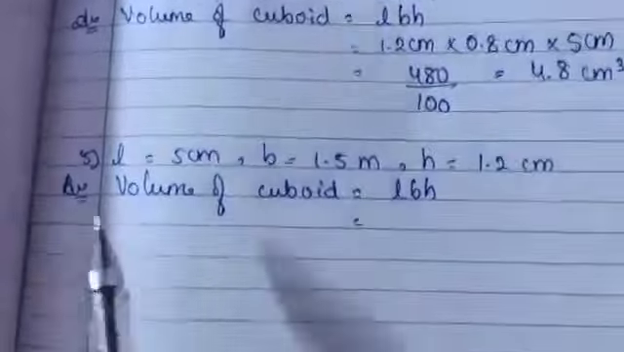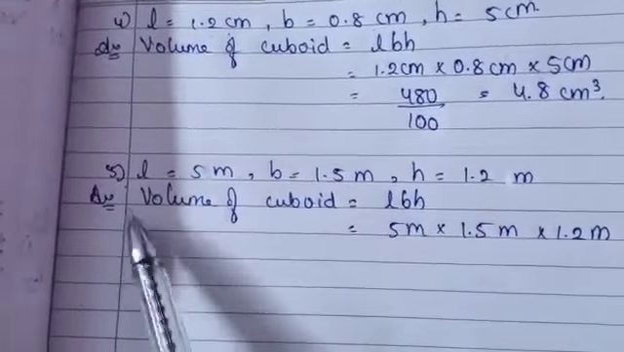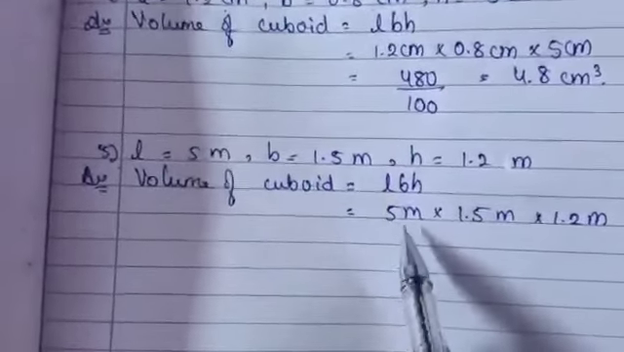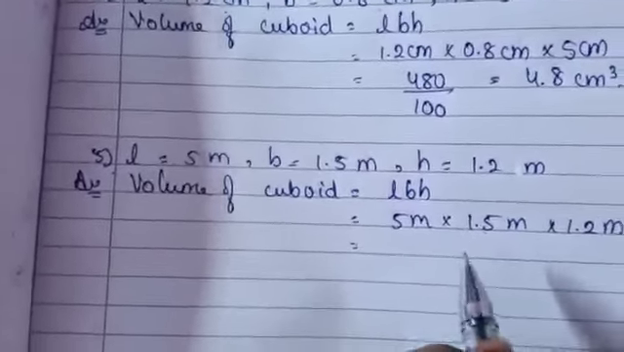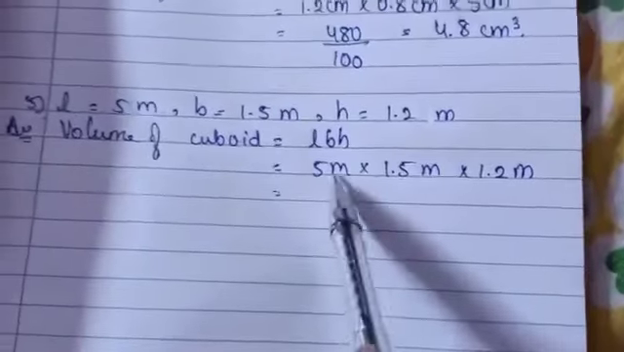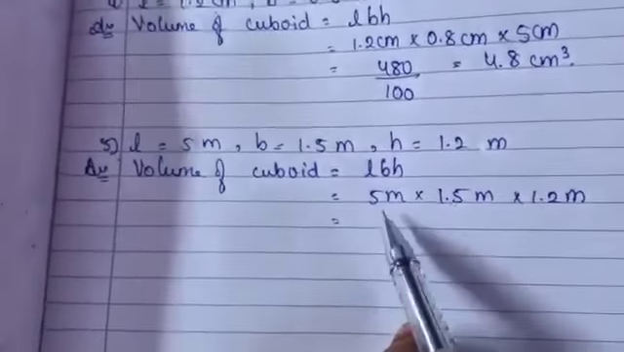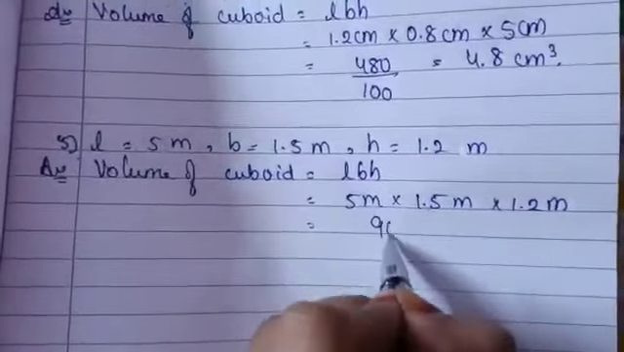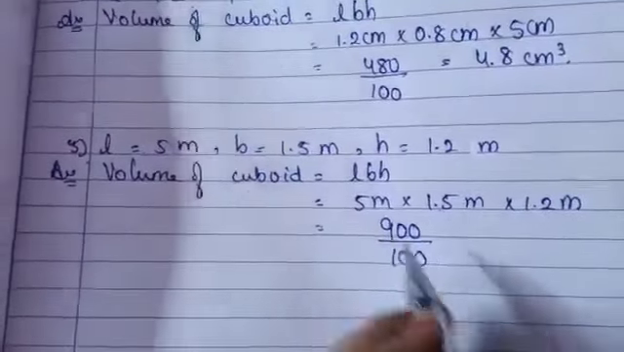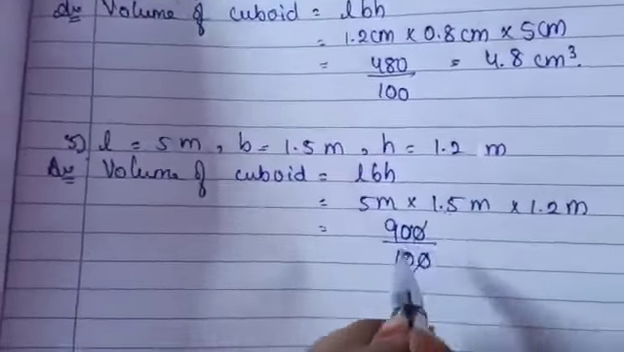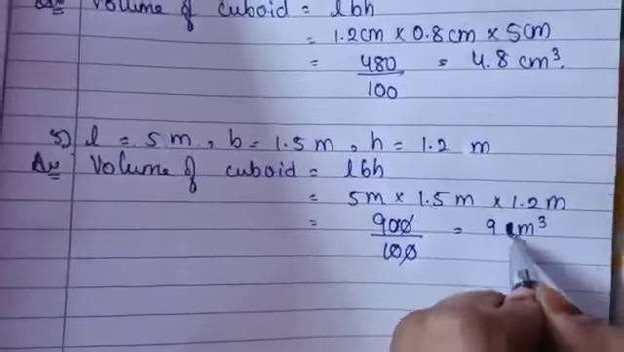Okay. Now number 5. L equals 5 meter, B equals 1.5 meter and height equals 1.2 meter. So volume of cuboid equals LBH. Now we will write length is 5 meter, then 1.5 meter and 1.2 meter. Okay. Now we have to do multiplication, that 5 multiplied by 15. We will right now forget the decimal and we will multiply. 15 5s are 75 and 75 12s will be 900. So 900 upon 100 will come, because here 10 is there and here 10 is there. So 10 10s are 100. Now 2 zeros we can directly cancel. So the answer is 9 cube meter. Okay, meter will come. Thank you.